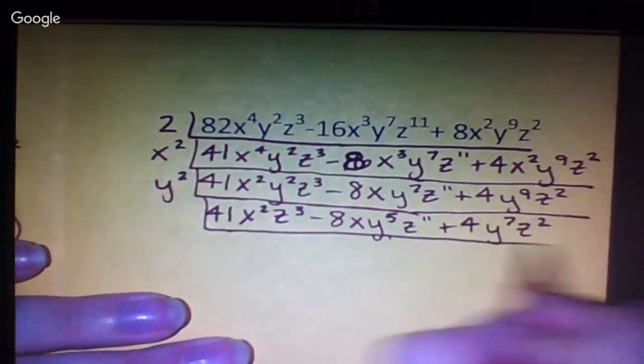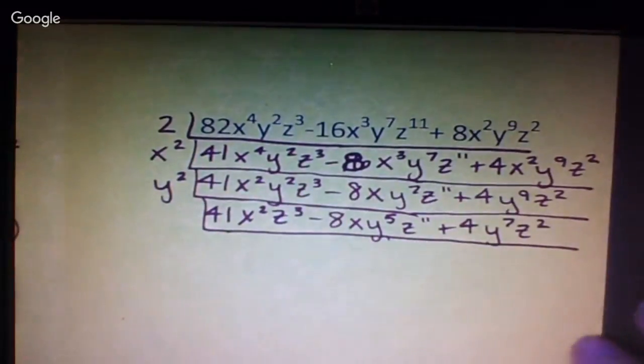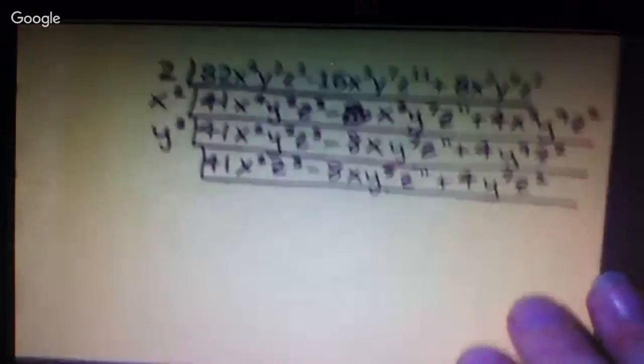Woo! One more. We got this. One more. All these numbers.